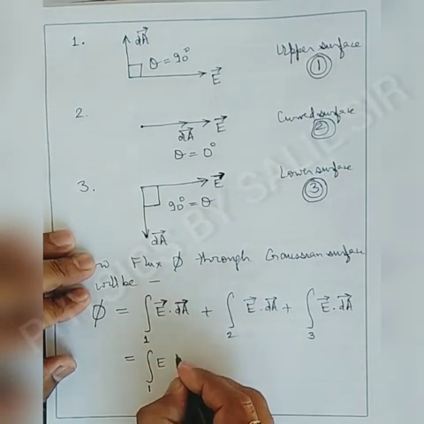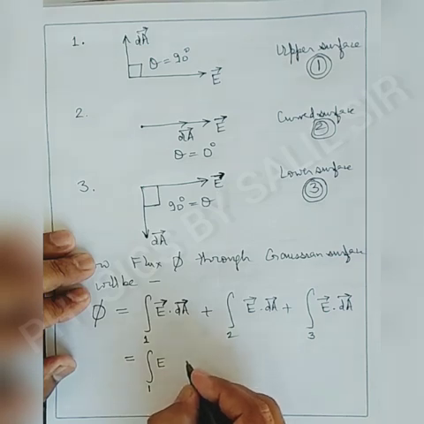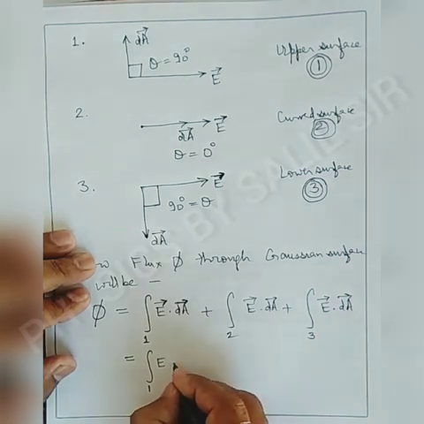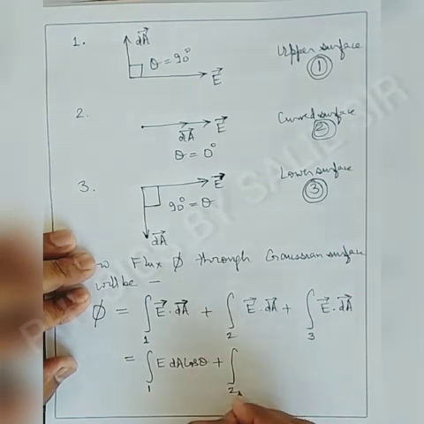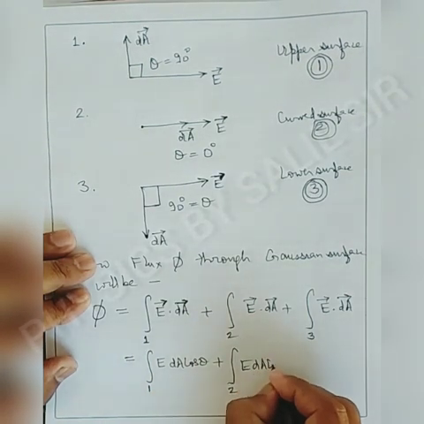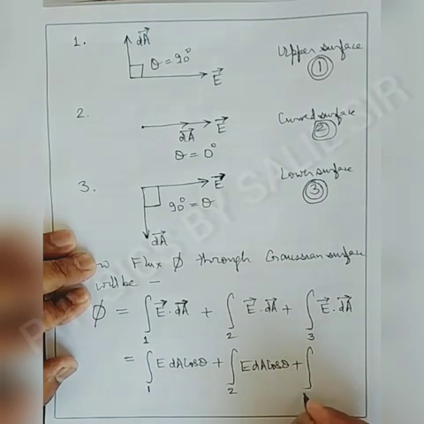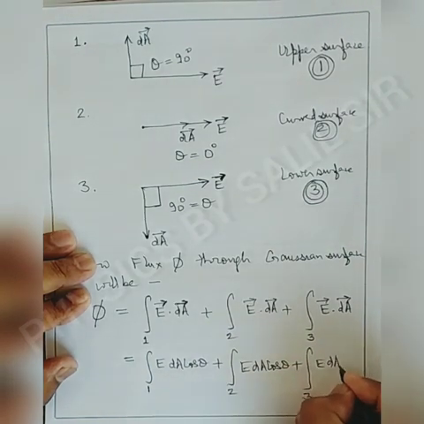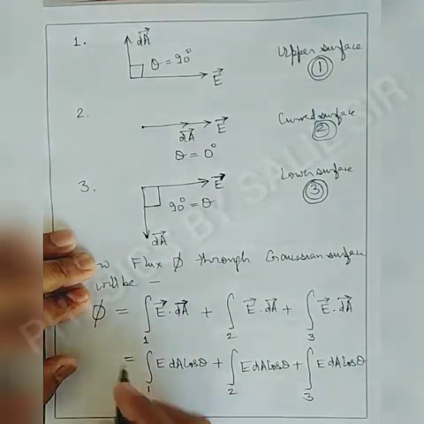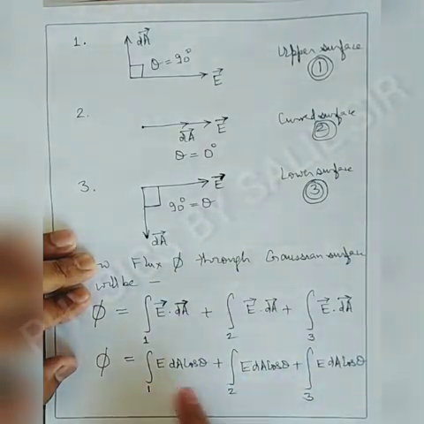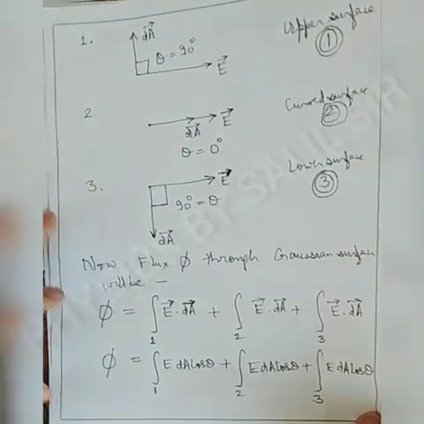So vector E dot vector dA will be E dA cos theta for surface number 1. For surface number 2 it will be E dA cos theta, plus for surface number 3 it will be E dA cos theta. Up to this step they look similar, meaning the total flux will be the addition of the flux of all the three faces.